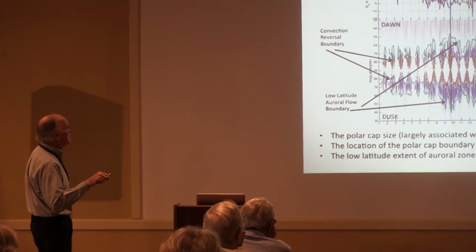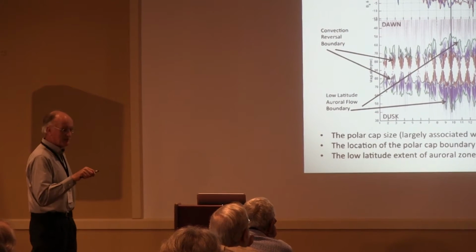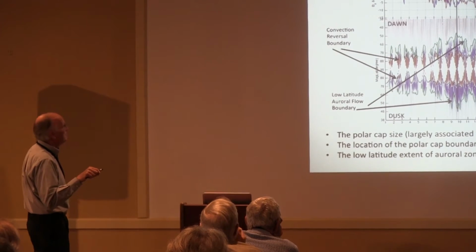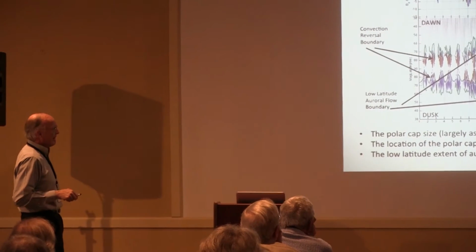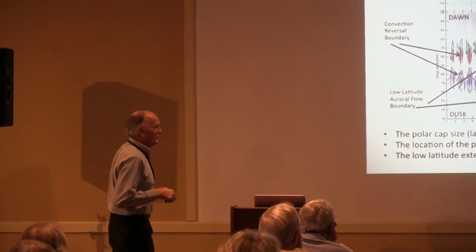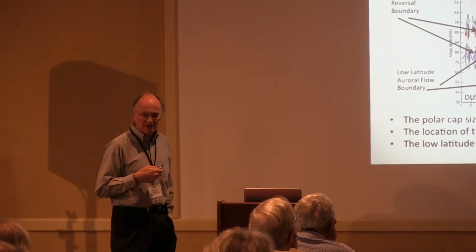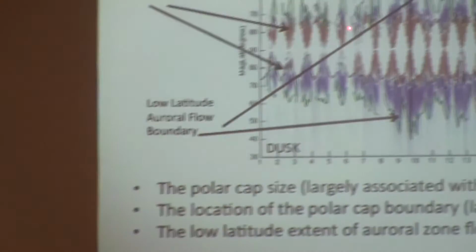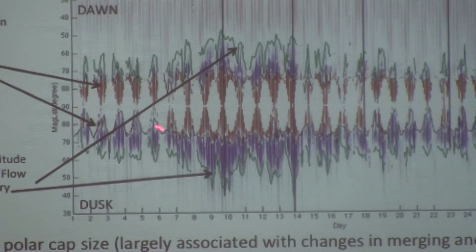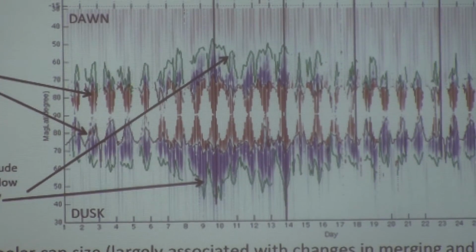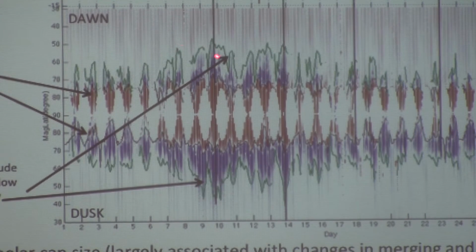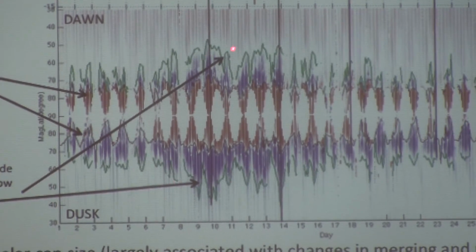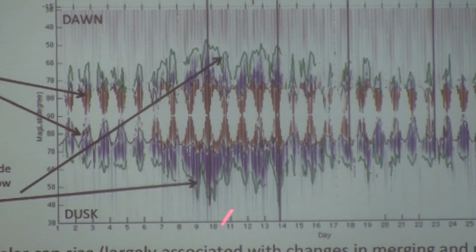This is not a period where the storm activity is particularly large. DST gets to -80 here. But what you can see is large dynamical changes in the convection pattern that happen over time scales of a few hours. First, you can see the expansion of the polar cap boundary associated with this storm event here. You can see that occur on the dusk side and the dawn side. You can see the expansion of the low latitude extent of the convection that occurs both on the dusk side and the dawn side.